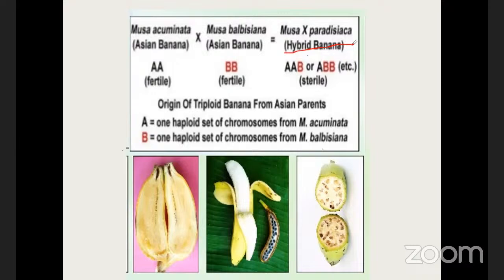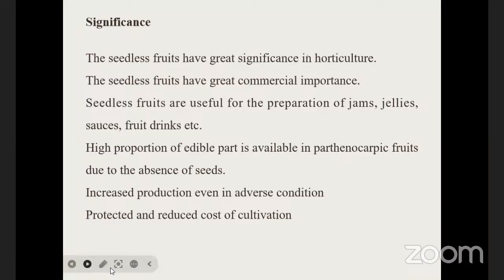Applied set of chromosomes of Musa acuminata and another set of chromosomes from Musa balbisiana. So that we are forming what we are eating now, banana, seedless banana, that is hybrid banana, that is produced through parthenocarpy.